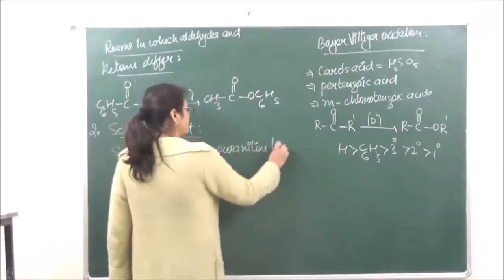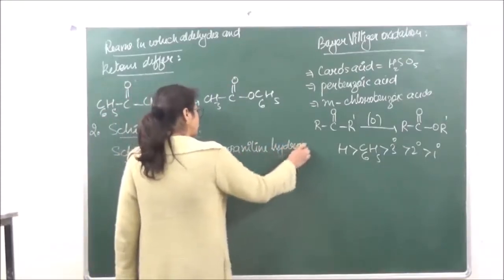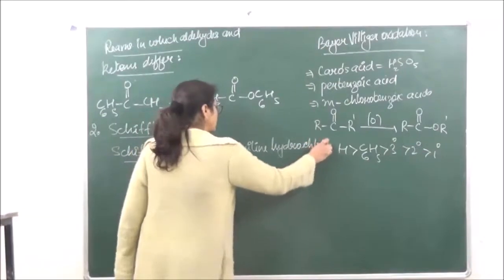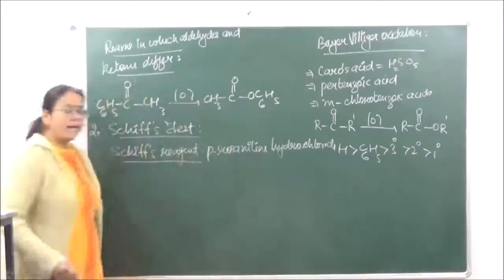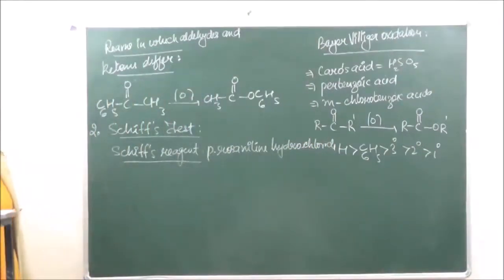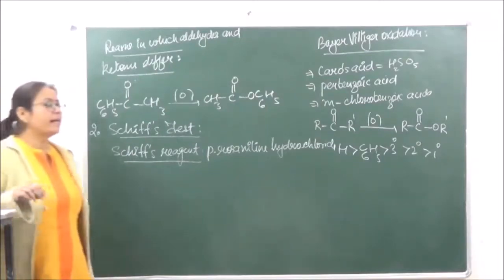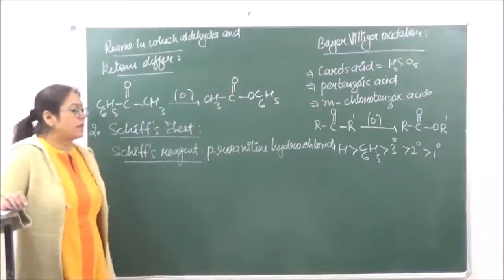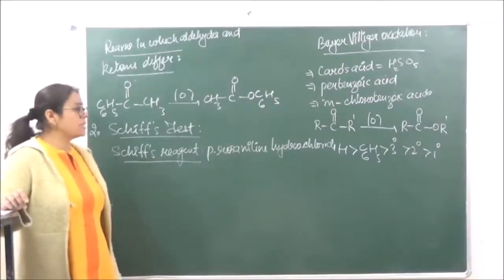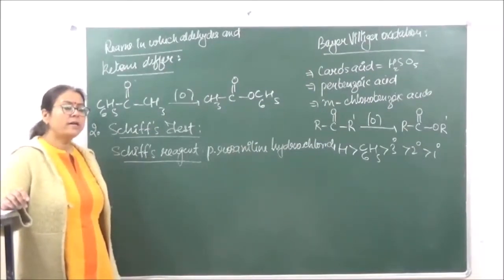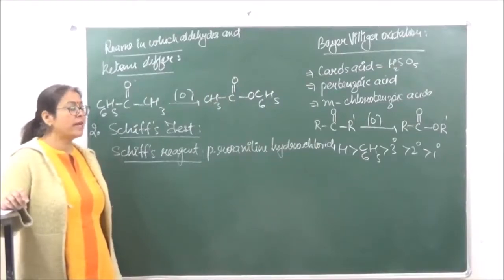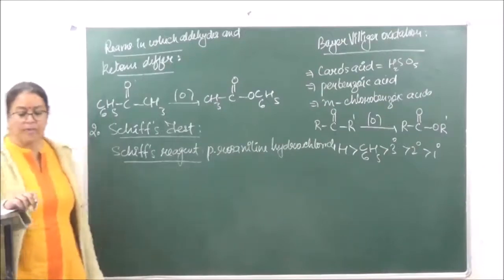Para-rosa-aniline hydrochloride whose red color has been discharged by passing sulfur dioxide gas. Initially the color of Schiff's reagent is red, but we discharge the red color by passing sulfur dioxide, and then it is reacted again with aldehydes.